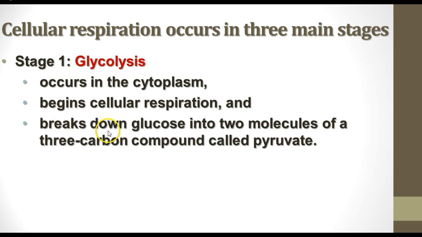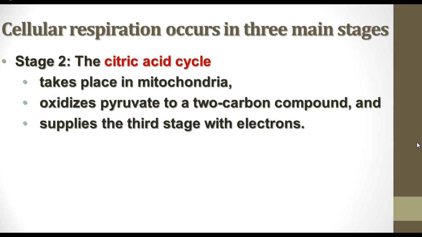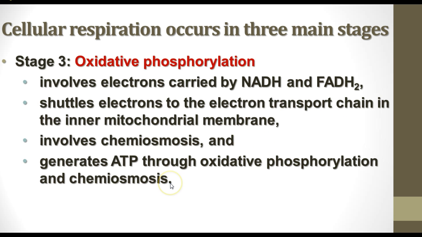Glycolysis occurs in the cytoplasm, right outside the mitochondrion. It is the beginning point of cellular respiration, and its function is to break the glucose down into two molecules of a 3-carbon compound called pyruvate or pyruvic acid that will be used in the next part of the process. The citric acid cycle takes place in the mitochondrion. It takes that pyruvate, changes it to a 2-carbon compound, and eventually breaks it down even further into carbon dioxide and provides some electrons for the third stage, which is oxidative phosphorylation.